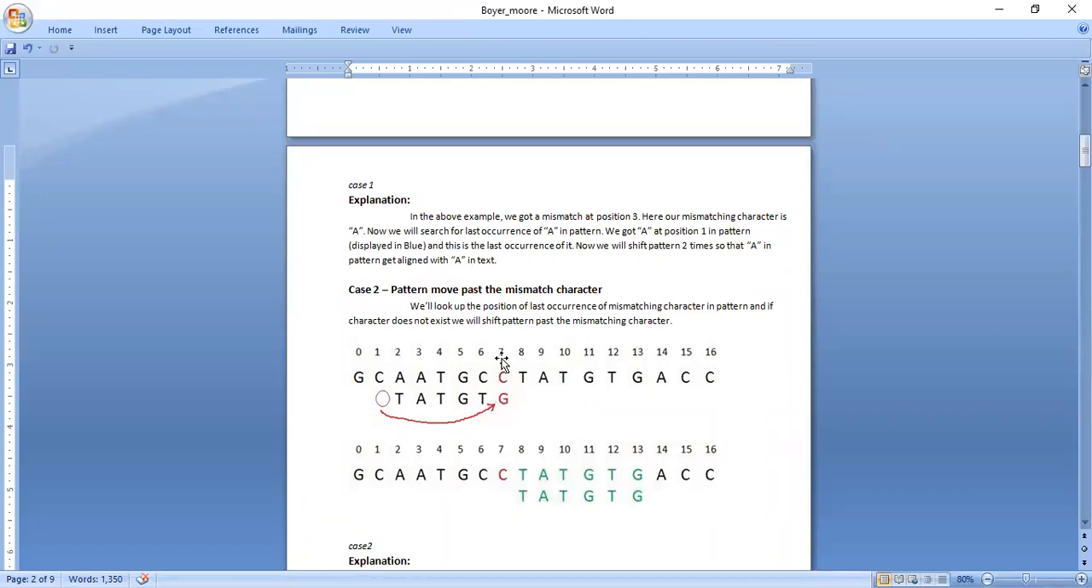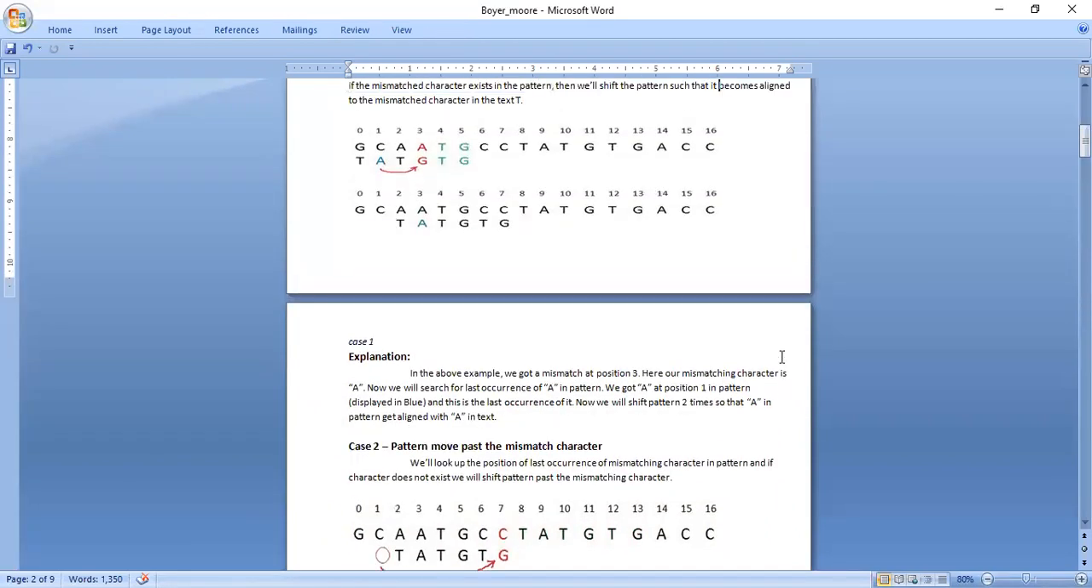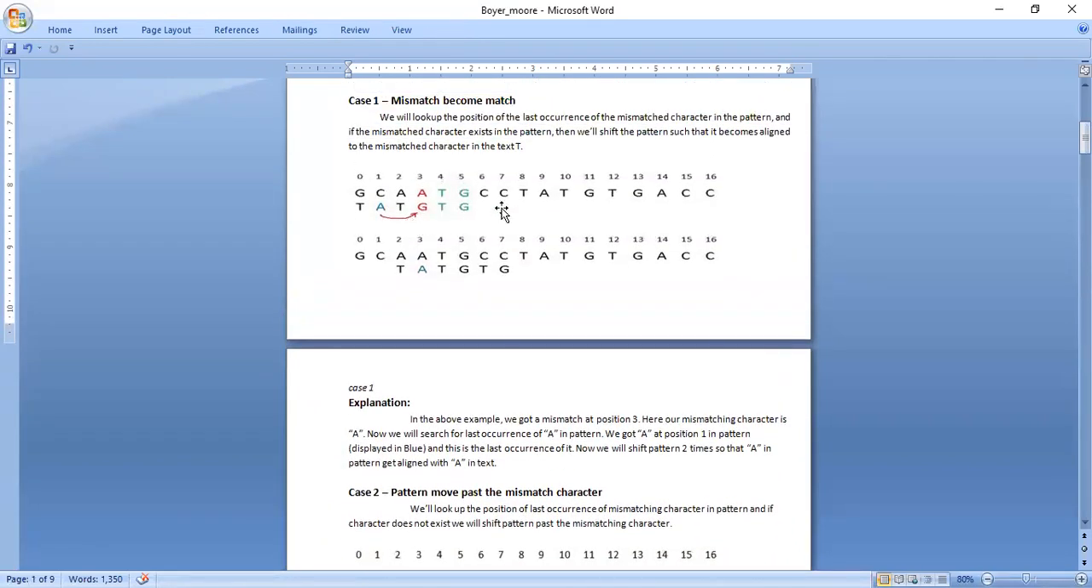The mismatch has occurred at what position? It has occurred at the 7th position. So I have to move the whole pattern past the 7th position. I'm totally shifting this pattern to start from the 8th position. Here, as I have shifted, luckily all the characters of my pattern have matched the characters of the text. So we have found the pattern in the text. In just 3 steps, we have scanned the pattern in our text.